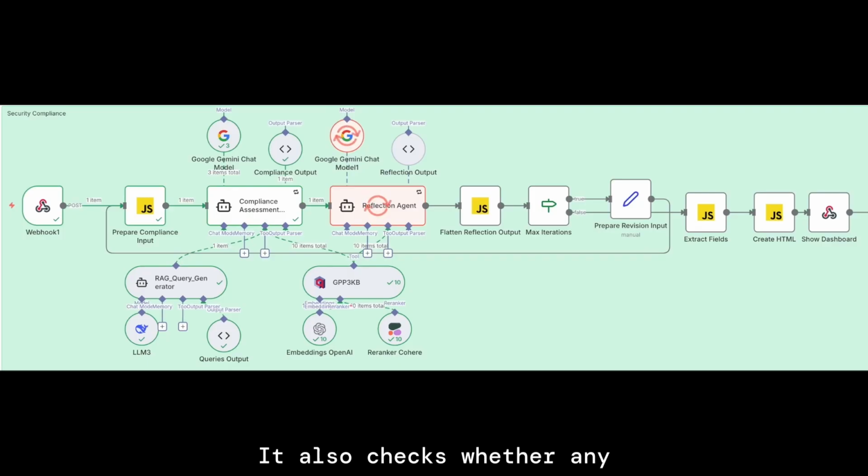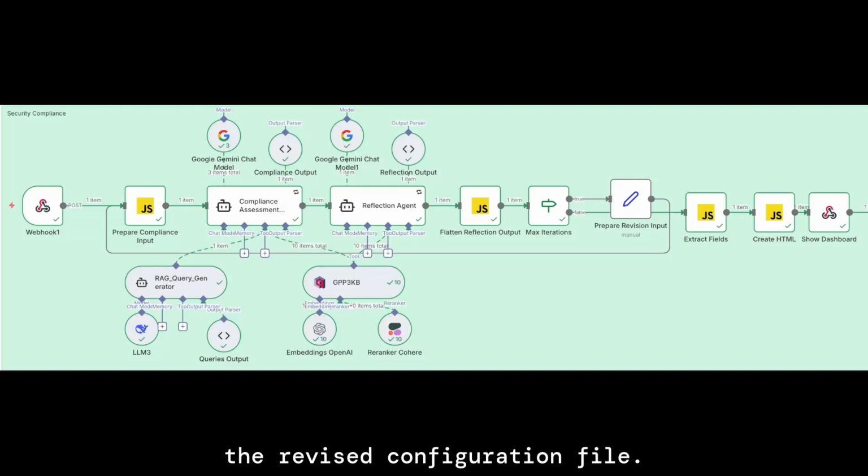It also checks whether any violations were missed or whether any new issues were introduced in the revised configuration file. If additional issues are found, another revision round begins. If no further revisions are needed, or if the maximum number of revisions is reached, the workflow ends and the final results are displayed on the dashboard.